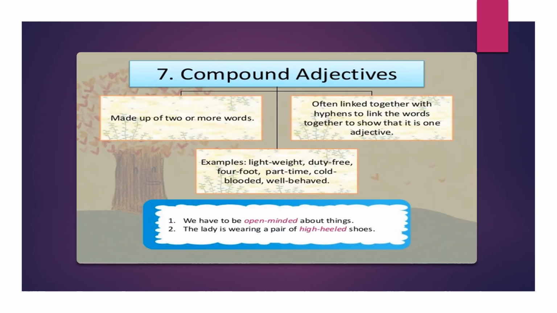So the next category of adjectives are compound adjectives. Compound means that we are having a combination of two or more than two words. Now the moment you are joining two or more than two words to express one common thing, separating these two or more than two words using a hyphen, they become compound adjective because they are referring to a certain quality of a noun, or for that matter a pronoun. For example, the words like lightweight, duty-free, 4-foot, part-time, cold-blooded, well-behaved.